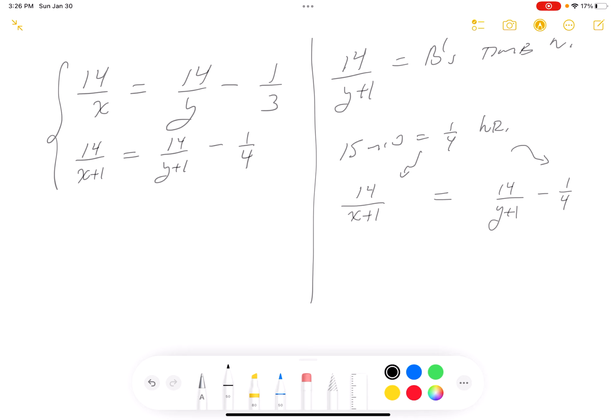So what I like to do, which you may not like to do, but I like to clear the fraction. So I'm going to look at the first equation, and I'm going to multiply by xy and a 3. So I'm going to multiply the first equation by 3xy. And I'm going to multiply the second equation, it's going to be much more difficult, by 4 times x plus 1, y plus 1. Well, let me see if I can do that. What are you going to get?